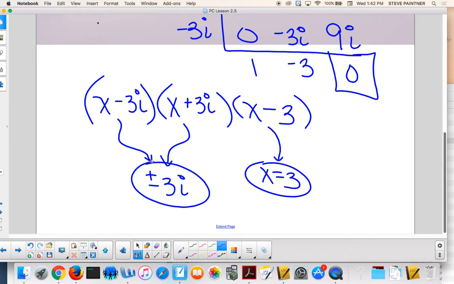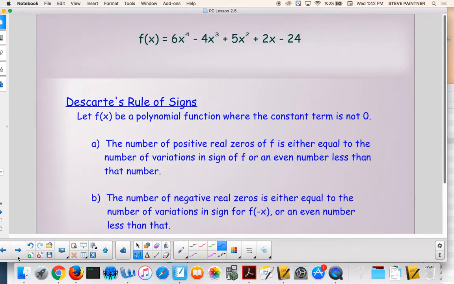Good? I'm moving on. You guys are saying it. Hunter, say it again. What? Question? No, I was just clarifying. Okay. All right. I'll move on.